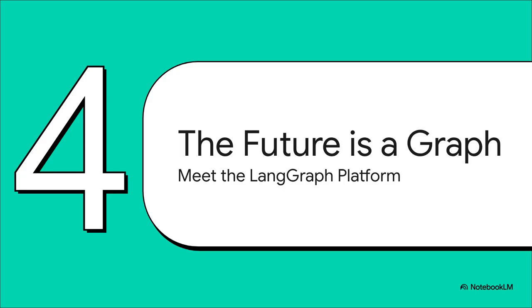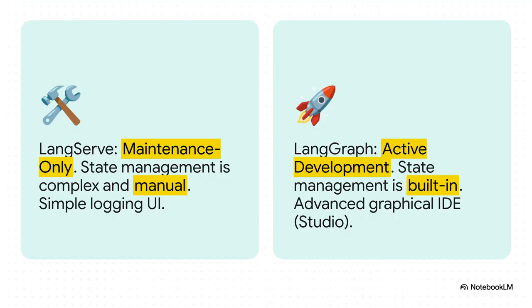So to handle this new world of super smart, stateful agents, LangChain has put all its energy into a brand new, much more powerful ecosystem. And it's called the LangGraph Platform. And if you put them side by side, the difference is night and day. LangServe is in maintenance. LangGraph is where all the new, exciting development is happening.